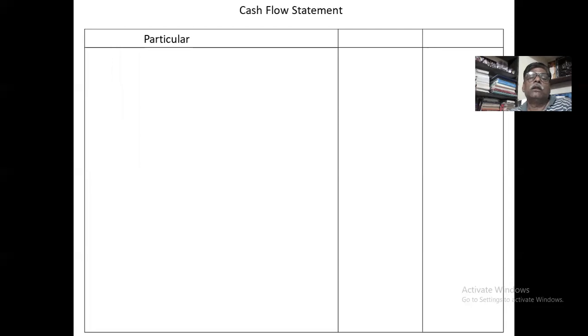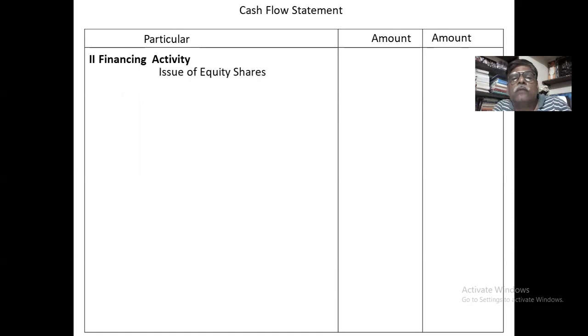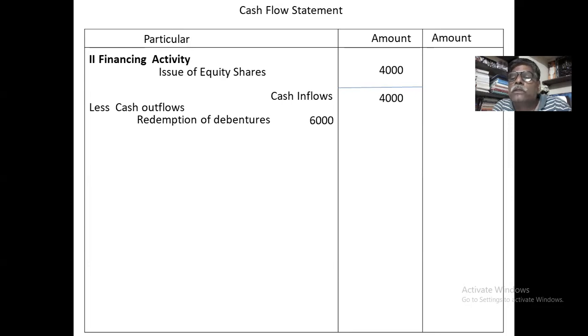Now you see the financing activity. Increase in share capital is inflow. That is 4,000. Only one is there. Outflow means redemption of debenture, 6,000, and one more is dividend paid, 3,500. These two items you deduct.